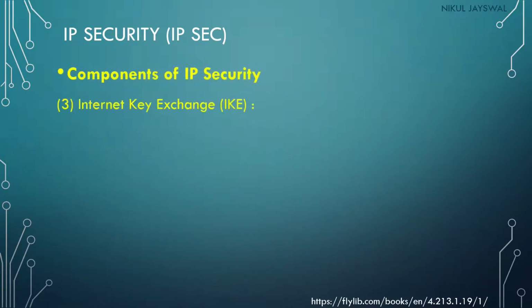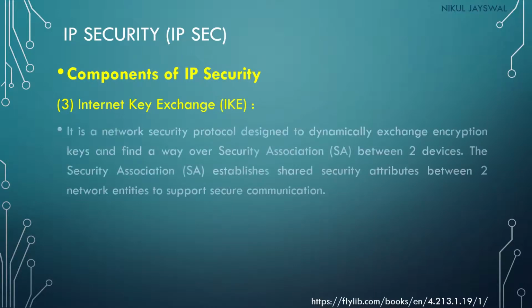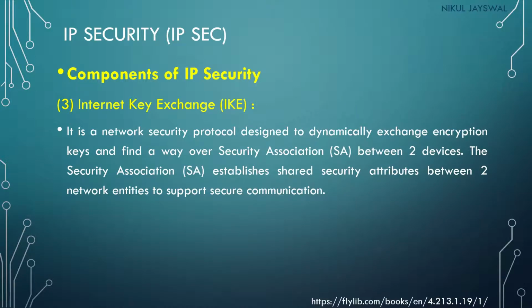The next component of IP security is Internet Key Exchange. Whenever we use a symmetric key algorithm or any algorithm, and we want to securely send some key to the receiver, then we can use the Internet Key Exchange component of IP security. It is a network security protocol designed to dynamically exchange encryption keys and find a way over security association between two devices. So if you want to share a key for encryption and decryption, we can use the Internet Key Exchange component. The security association establishes the shared security attributes between the two network entities to support secure communication.